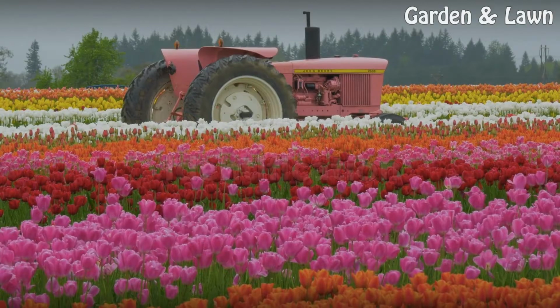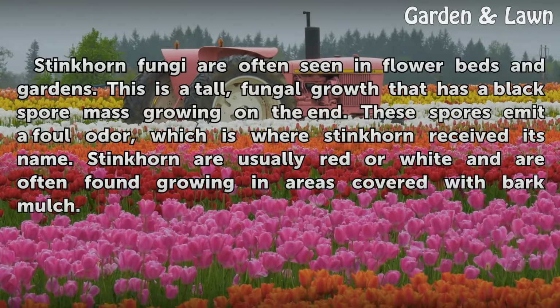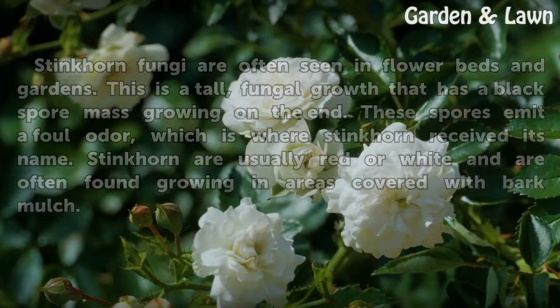Identification. Stinkhorn fungi are often seen in flower beds and gardens. This is a tall, fungal growth that has a black spore mass growing on the end. These spores emit a foul odor, which is where stinkhorn received its name. Stinkhorn are usually red or white and are often found growing in areas covered with bark mulch.